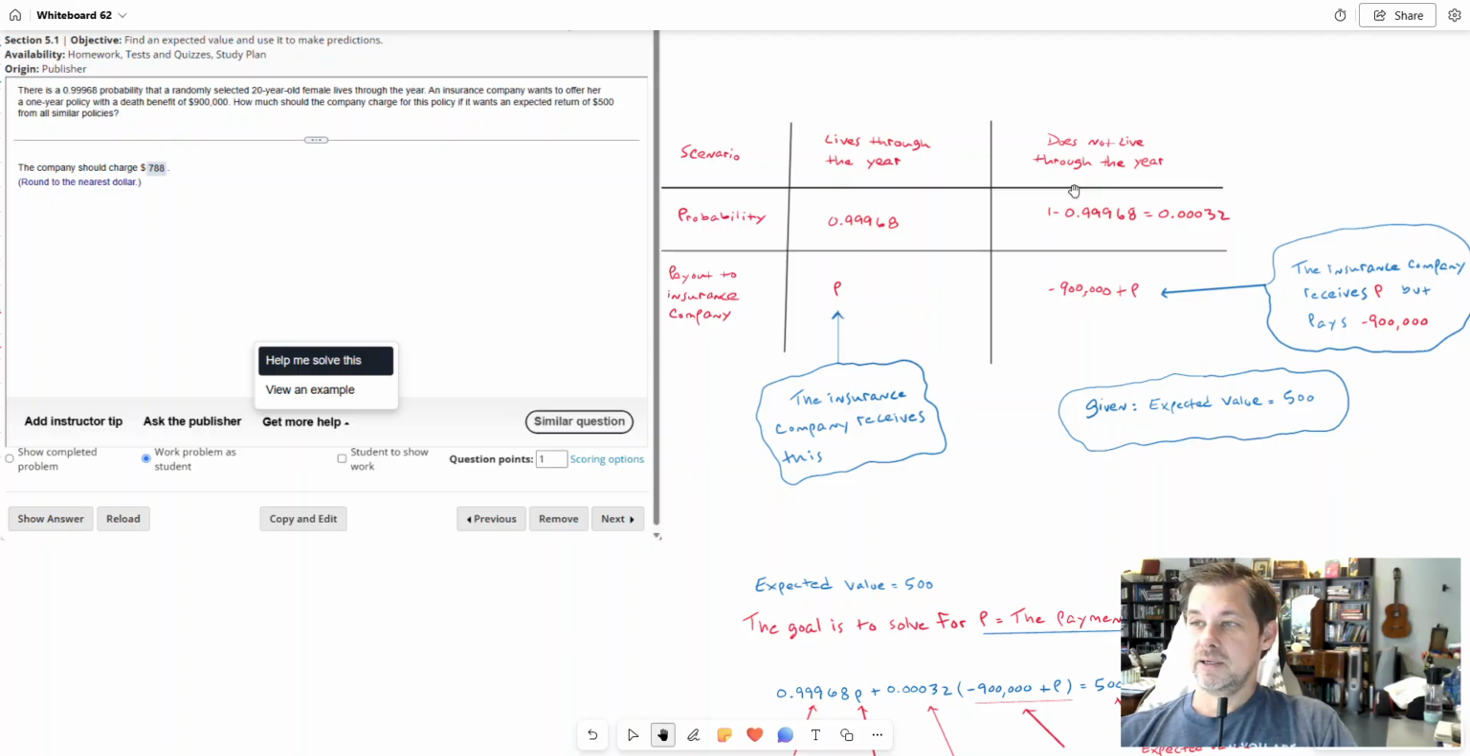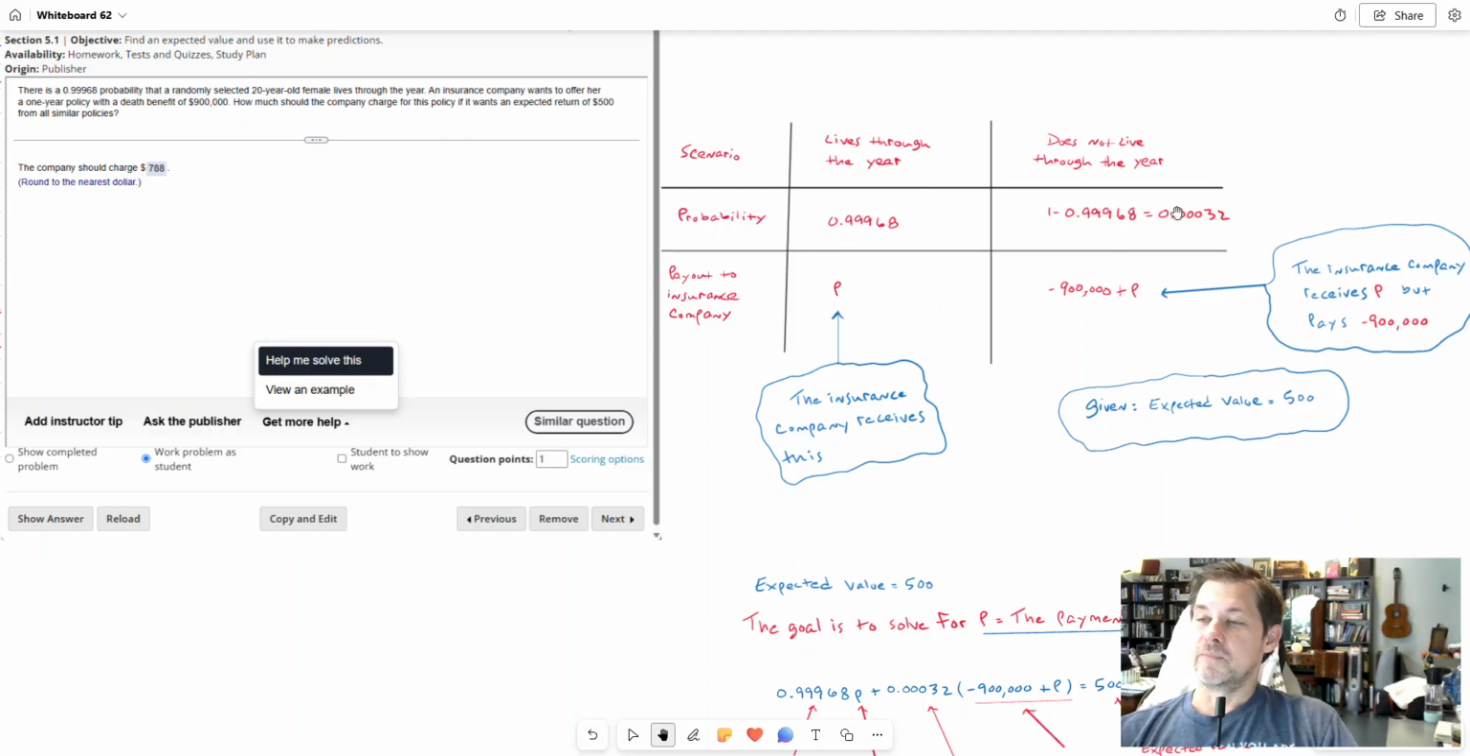The other scenario is that the person does not live through the year. So what are the odds that that happens? Well, the person either lives through the year or doesn't, and the odds that they don't live through the year are 1 minus the probability that they do live through the year. And that's almost 0%, 0.00032. Okay, that's almost unheard of that that's going to happen. Very close to 0% chance.